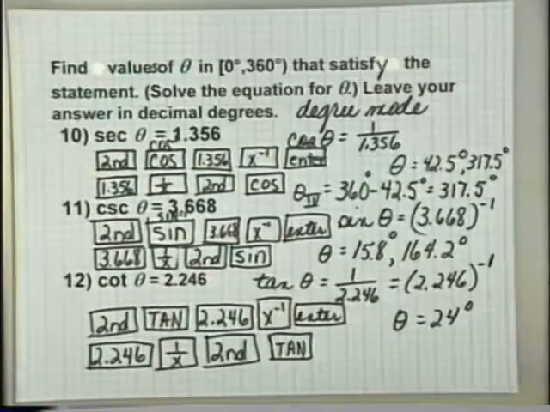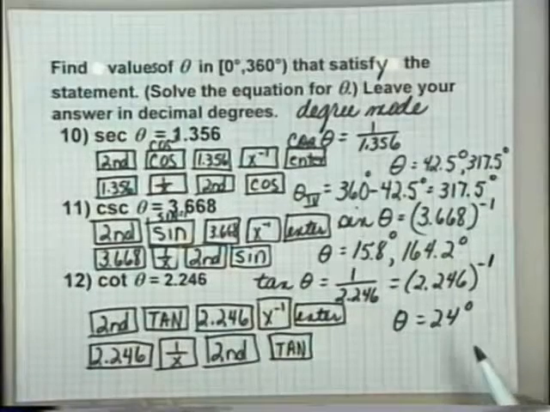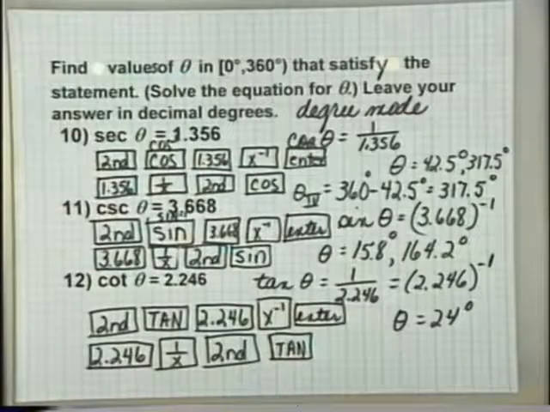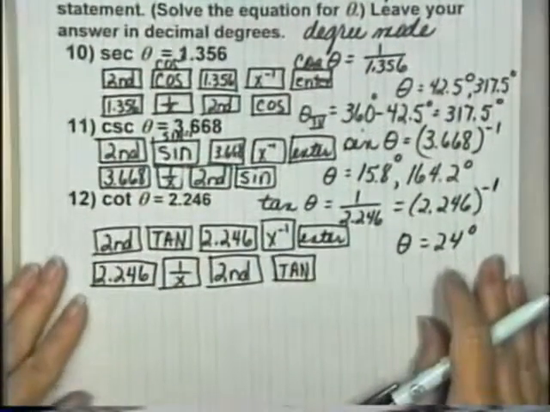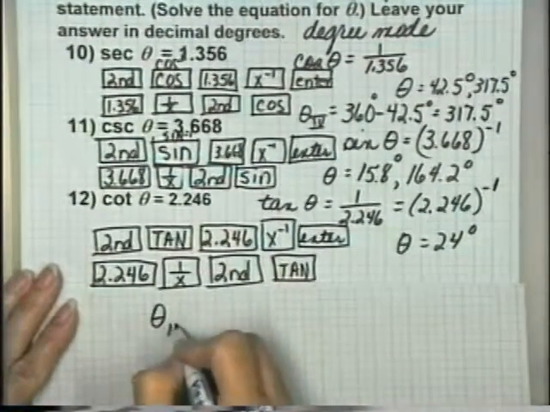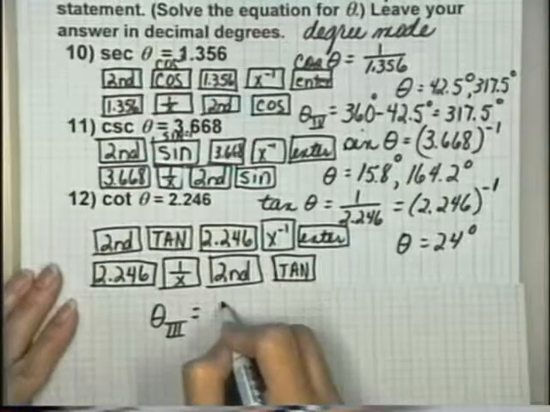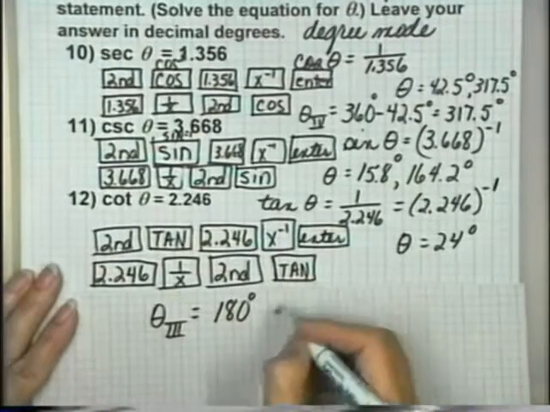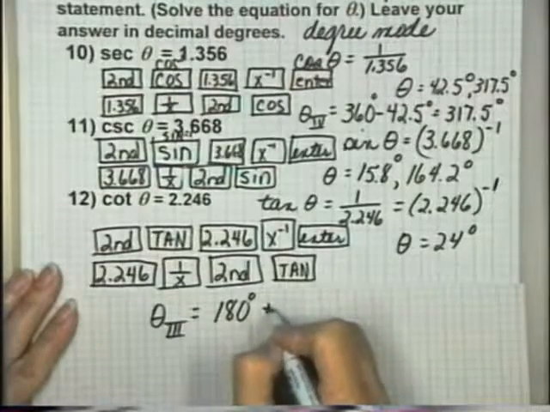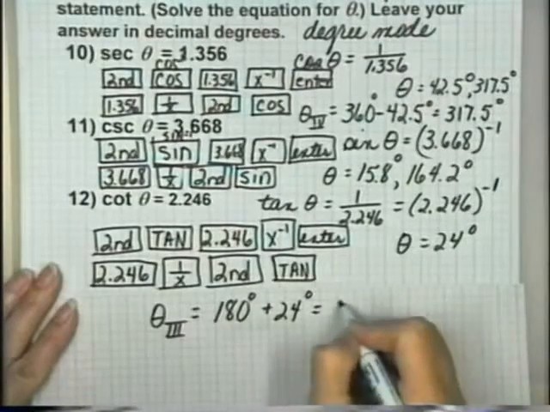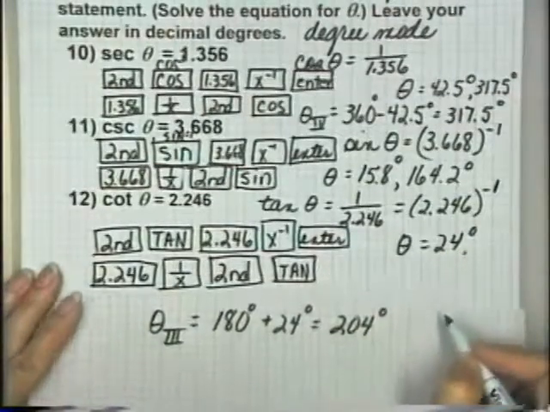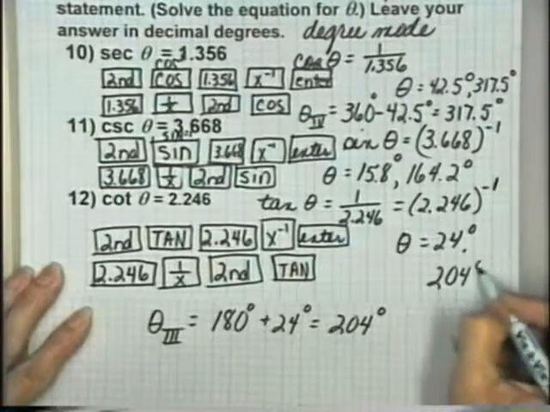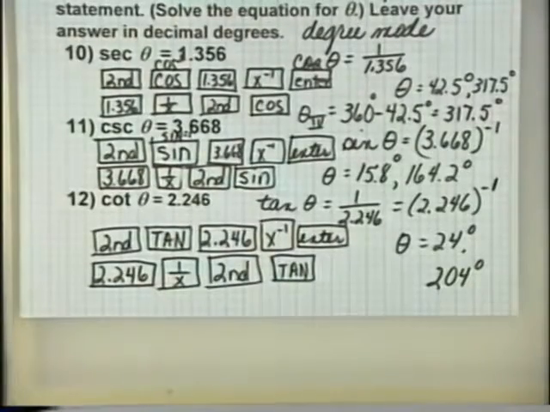Now, what other quadrant has tangent and cotangent functions that are positive besides the first quadrant? We need to find that third quadrant angle, don't we? So 24 degrees would be the reference angle for that third quadrant angle. And so in the third quadrant, to find the angle, when we know the reference angle, we say 180 degrees plus 24 degrees. And in this case, we get 204 degrees. So our other answer here is 204 degrees.